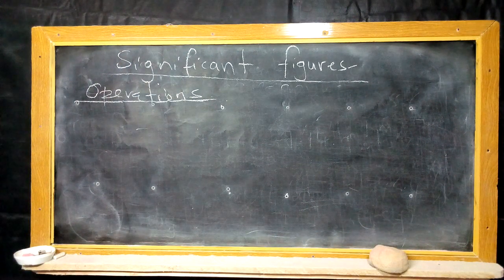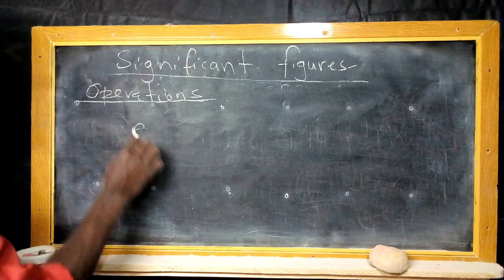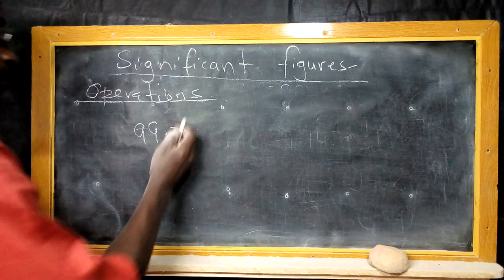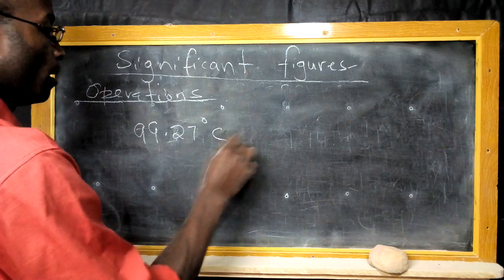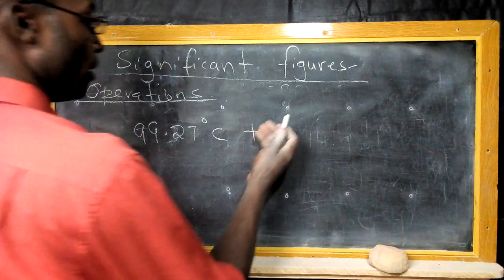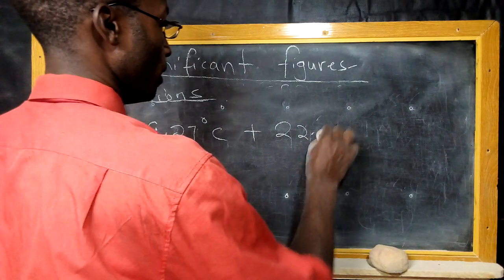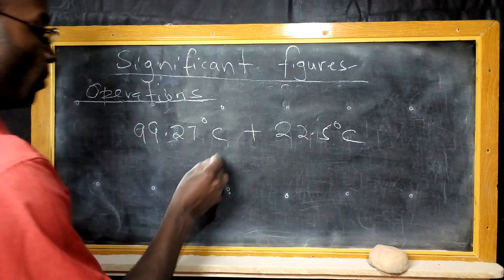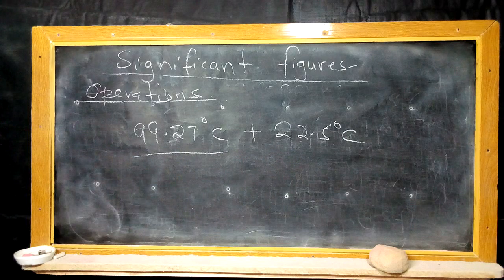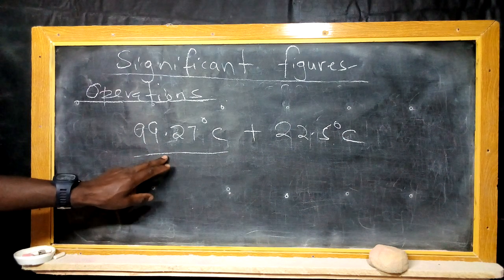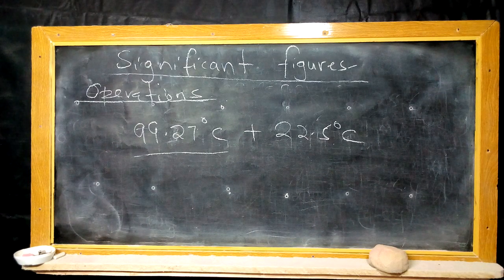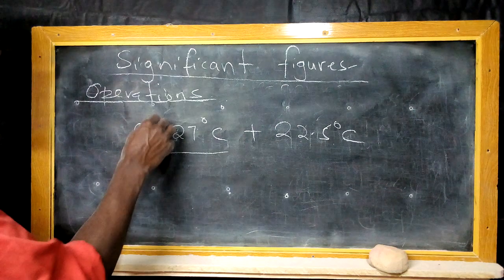Suppose the temperature of an object is 99.3 or 99.27 degrees, and then the temperature is increased by 22.5 degrees centigrade. We can already see that the least degree of precision is that one. So for this one, we are going to express it in the least degree of precision so that it matches with that one, and then we find the sum of the two, for us to determine the final temperature.